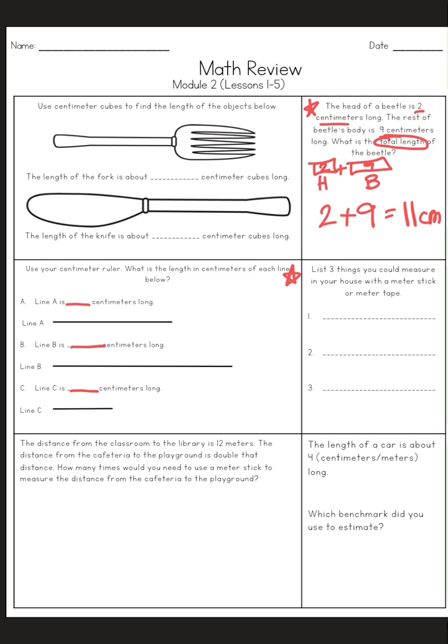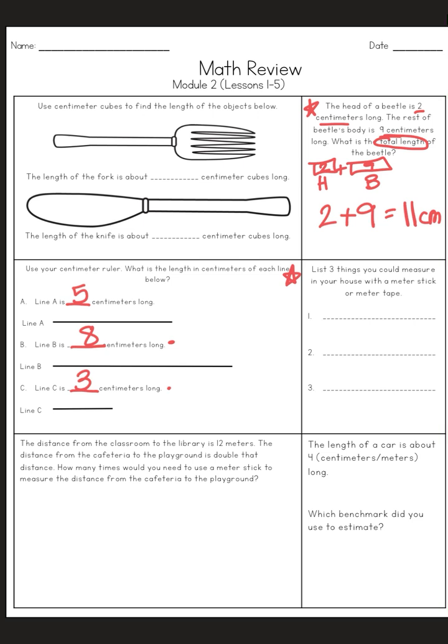Now that you have measured them, you should see that they were around 5 centimeters long, 8 centimeters long, and 3 centimeters long. It's okay if your measurements are not exactly like mine, because remember, sometimes we have to estimate. So now I want to find how much longer line B is than line C. So you see line B is 8 centimeters, line C is 3 centimeters.